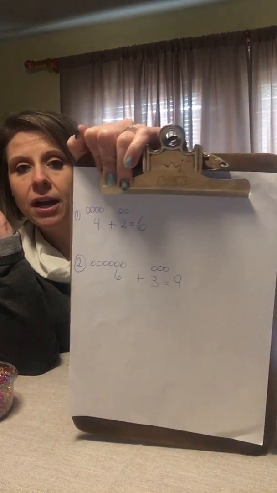And I would write my number 9. Now you can also use your fingers for this. You would start with the 6. So you put up 6. Then you would put up 3 more. 1, 2, 3. And then you're going to count and see how many you have all together. So you're going to put these together and count all your fingers that are up. 1, 2, 3, 4, 5, 6, 7, 8, 9. So you get the same answer.